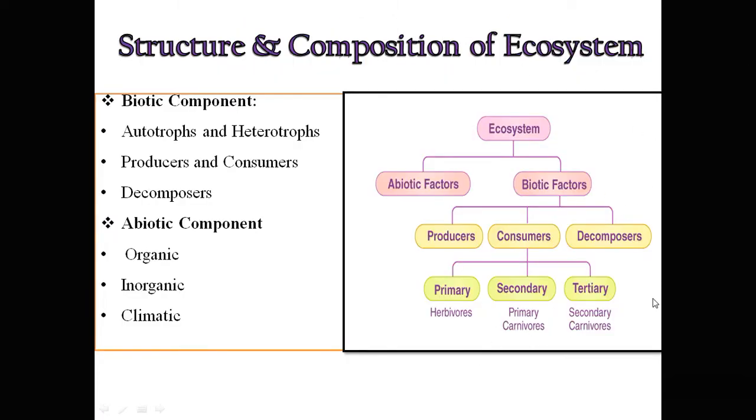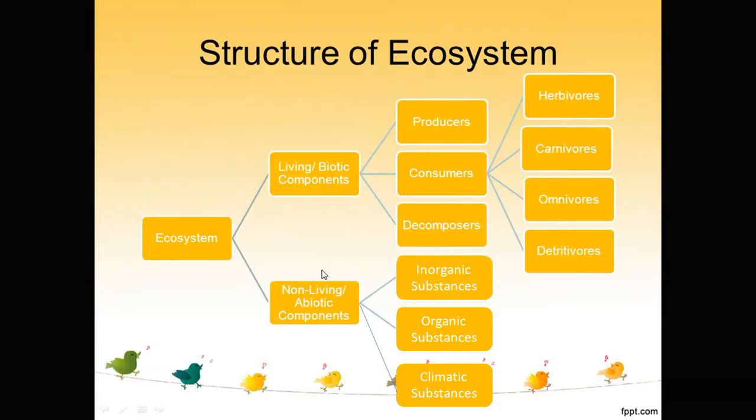So this is another presentation showing the structure of ecosystem. Now here biotic factors are divided into producers, consumers and decomposers. Consumers are further classified into primary consumers, they are the herbivores, secondary consumers, they are primary carnivores, and tertiary consumers, they are secondary carnivores. Abiotic component includes organic, inorganic and climatic factors. So the gist of these two slides is included here in this slide. So this is the structure of ecosystem.